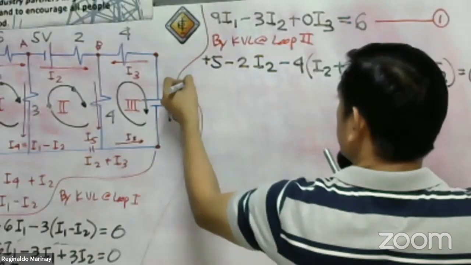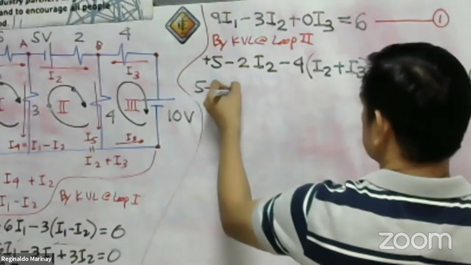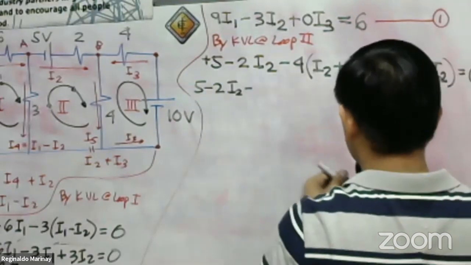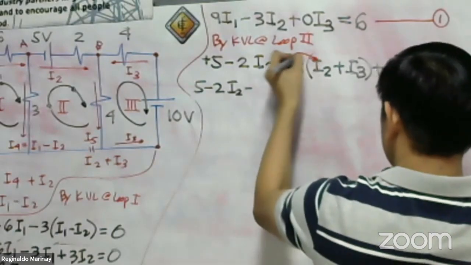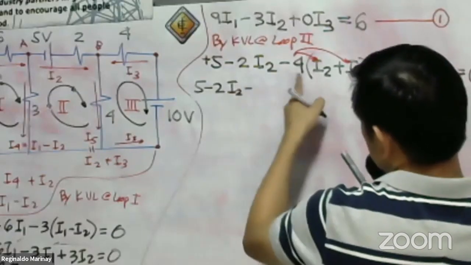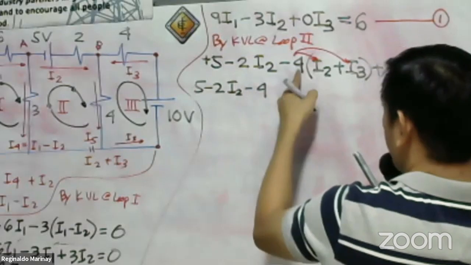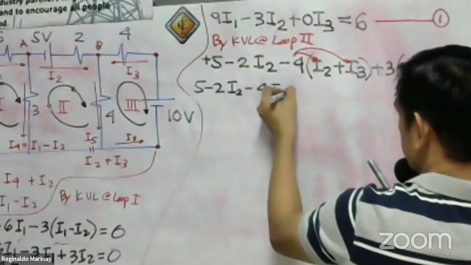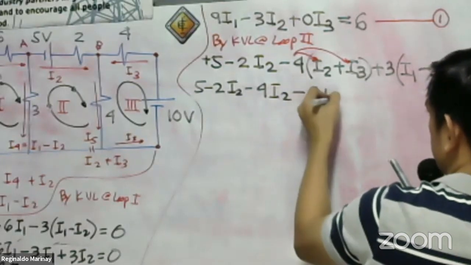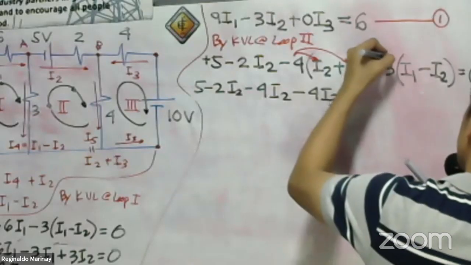Let's just simplify. So we have 5 minus 2 I2, minus, let us just distribute this. Negative 4 here and here. So this is a negative 4 I2, then negative 4 I3. Then what about here? Let us distribute the 3 here.